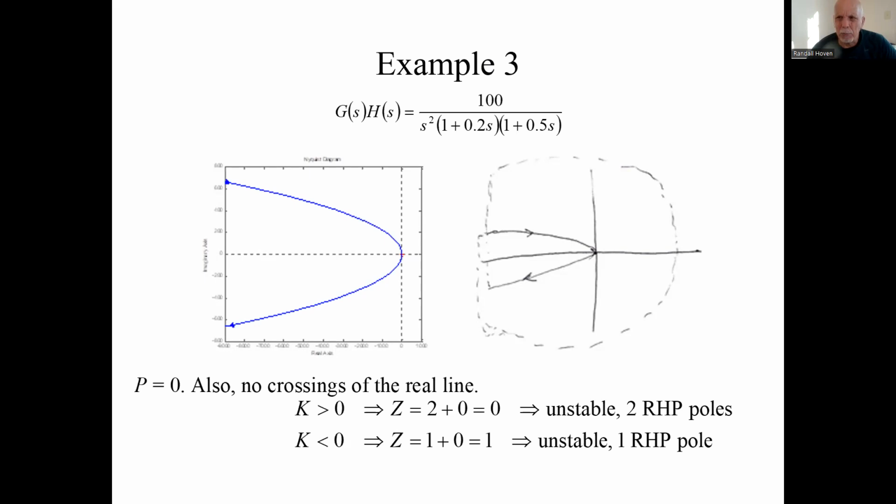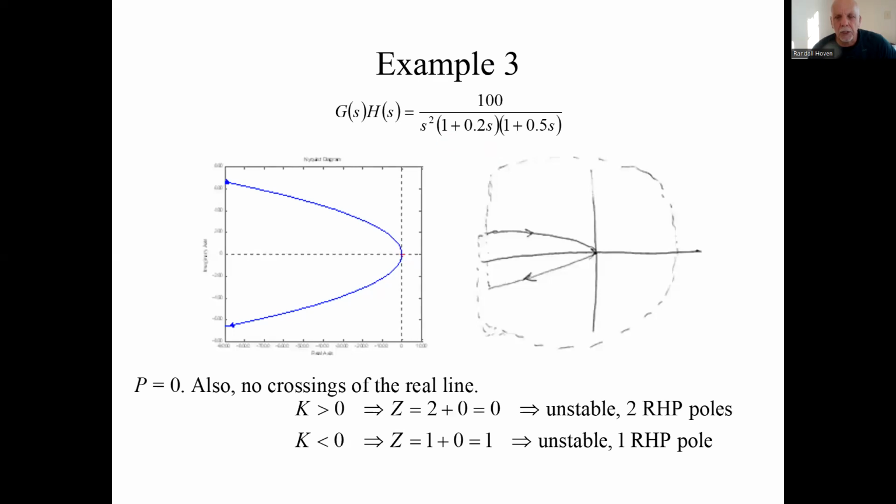We're going to do a few more examples of using Nyquist to find basically how many poles in the right-half plane for the closed loop system based on the loop transfer function. So here's an example. Here's the loop transfer function.